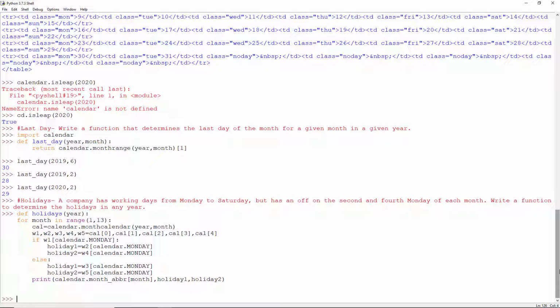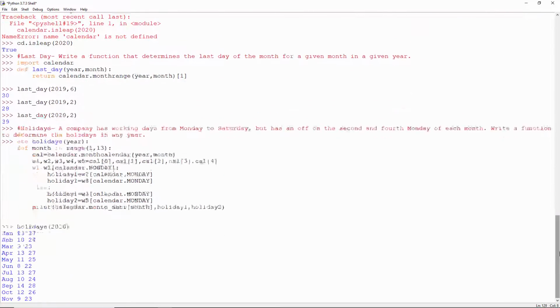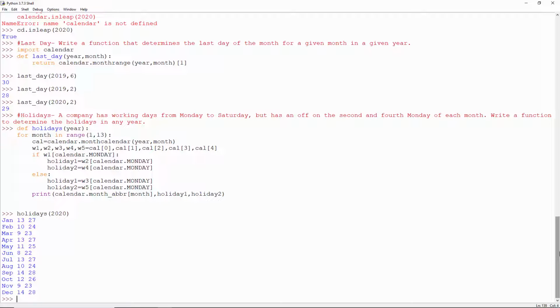Now for months 1 to 12, it creates a calendar and extracts 5 weeks from it. The logic here is, if the second Monday lies in the first week of the month, then the fourth Monday lies in the third week. Otherwise, the second and fourth Mondays lie in the third and fifth weeks. In the year 2020, we have the second and fourth Mondays on the following dates.